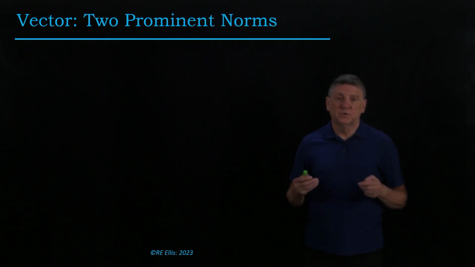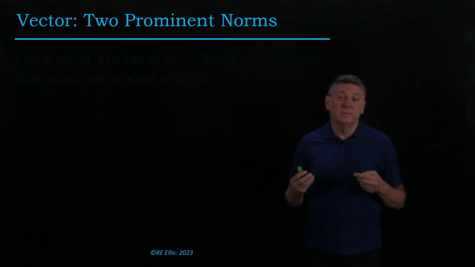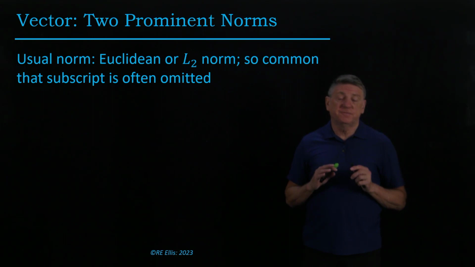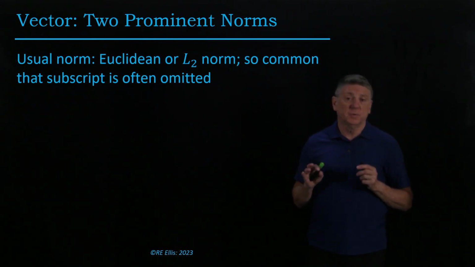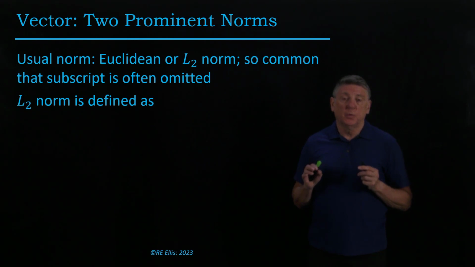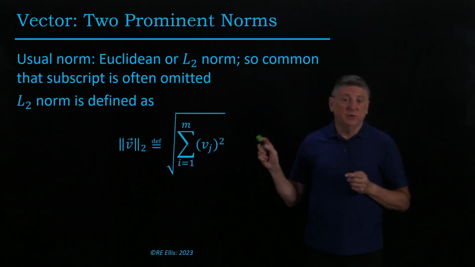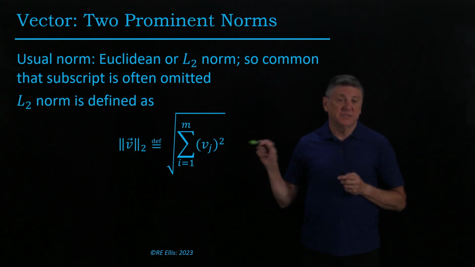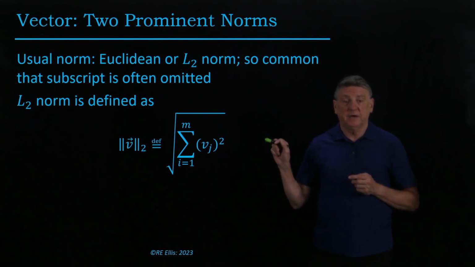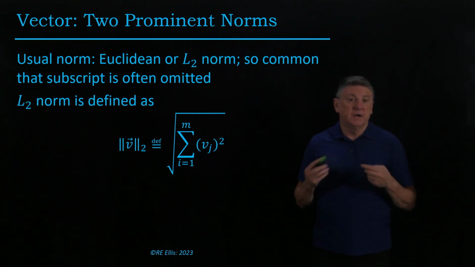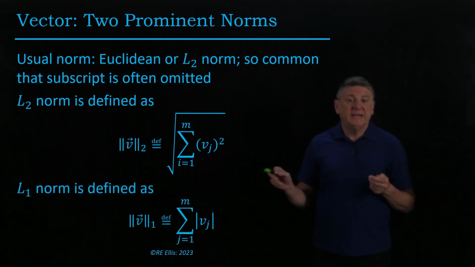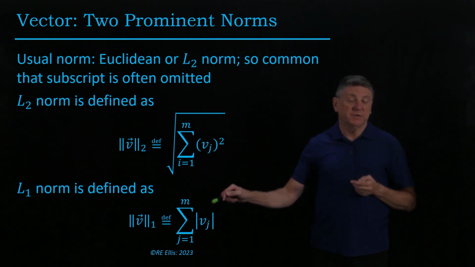There are two prominent norms that we use when working with vectors. One of them is so common that we often drop its notation. It's formally called the Euclidean norm or the L2 norm, and it's very, very common. Often the subscript will be omitted and we'll just use the double bars. The L2 norm or Euclidean norm of a vector is the square root of the sum of the squares of the entries. So this is what you would get in ordinary 2D or 3D geometry. Another norm that's very useful in linear algebra is called the L1 norm, and it's defined as the sum of the absolute values of the entries of the vector.